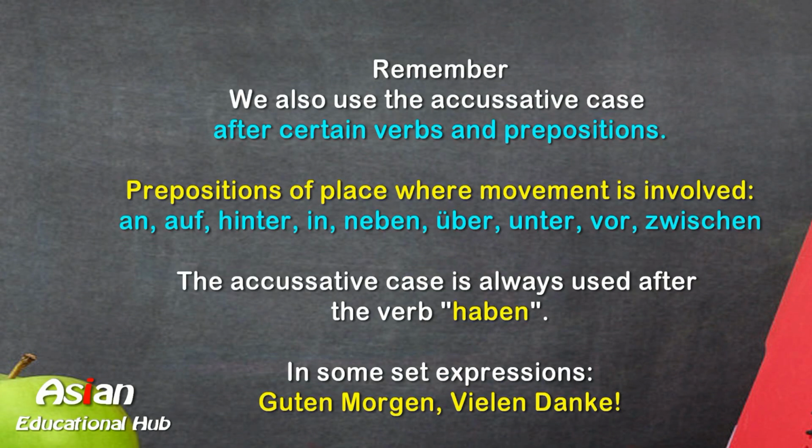So remember, we also use the accusative case after certain verbs and prepositions. There are some verbs and prepositions in German. We use the accusative case after them also. Prepositions of place where movement is involved: an, auf, hinter, in, neben, über, unter, vor, zwischen. The accusative case is always used after the verb haben. And in some set expressions also we use the accusative case.